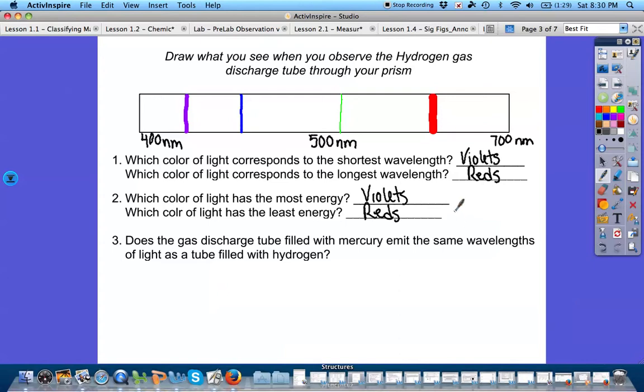And then we also looked at a mercury gas discharge tube. And we saw some of the same colors, but we didn't see the exact same colors. So they are not exactly the same, but there are some similarities.